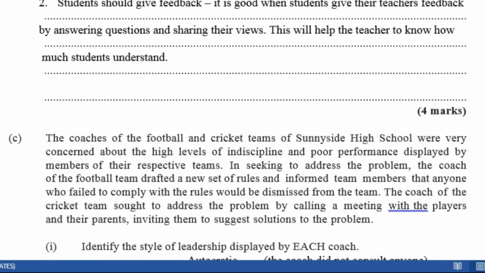So what the first part of the question is, identify the style of leadership displayed by each coach. What style of leadership was displayed by the coach of the football team? And what style of leadership was displayed by the coach of the cricket team?